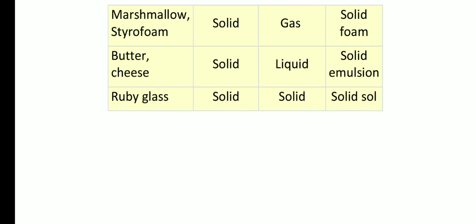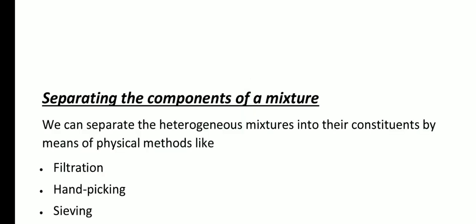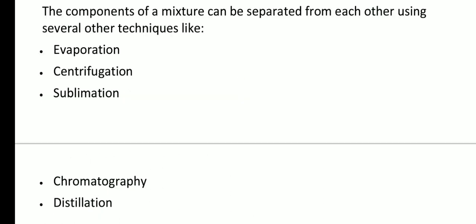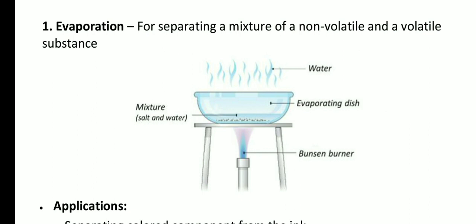solid sol. Now, separating the components of a mixture. We can separate heterogeneous mixtures into their constituents by physical methods like filtration, hand picking and sieving. The components of a mixture can be separated from each other using several other techniques like evaporation, centrifugation, sublimation, chromatography, distillation. So now let us see about evaporation.